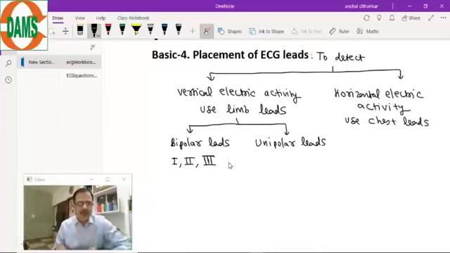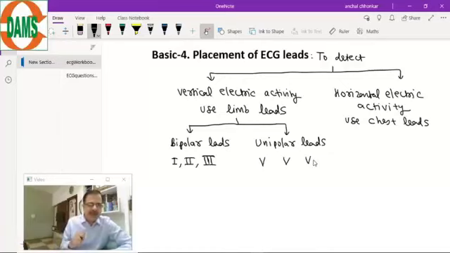While the unipolar leads are represented by the letter V. So the unipolar leads are V, V and V. We'll make a diagram of how these lead systems are made, and just here we write the names of these leads. Unipolar leads are represented by the letter V.